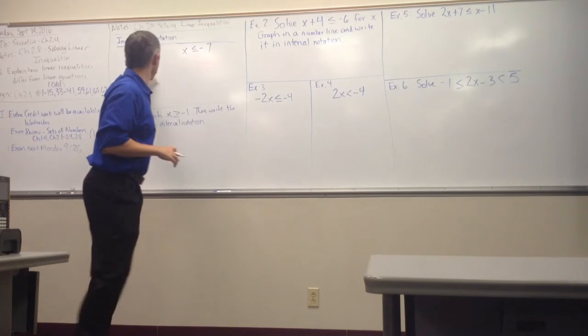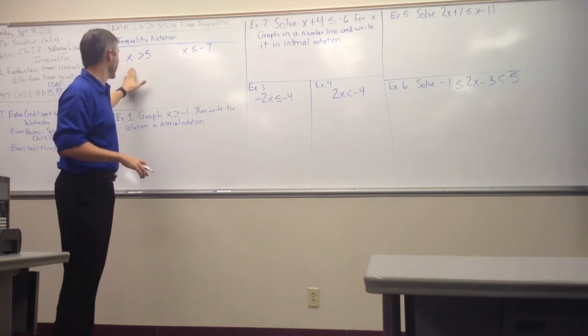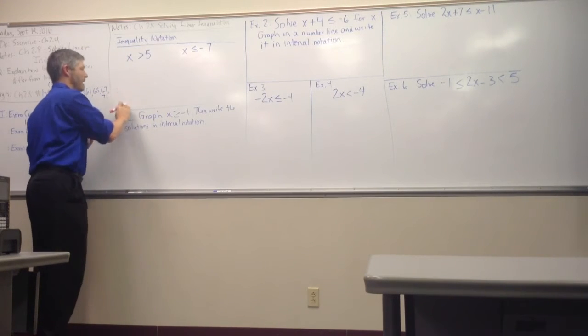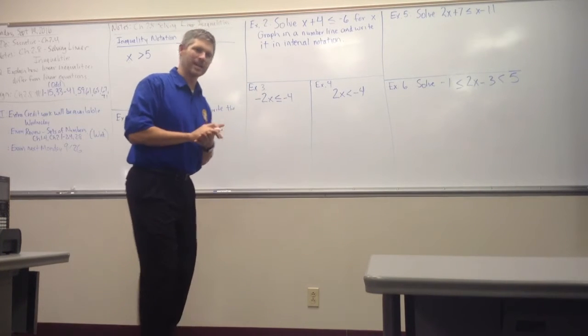Now this one, you're probably familiar with the less than, greater than symbols. This one is greater than. This x is greater than 5. The way to do that on a number line, what I'm looking for is, back in the day, I think you started from 0. For my purposes, I don't need that quite as much.